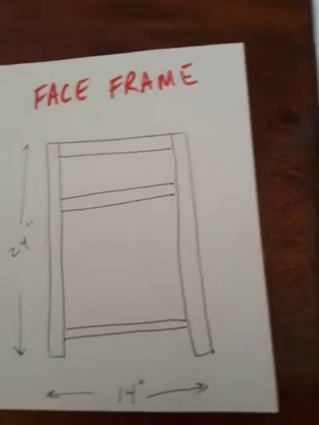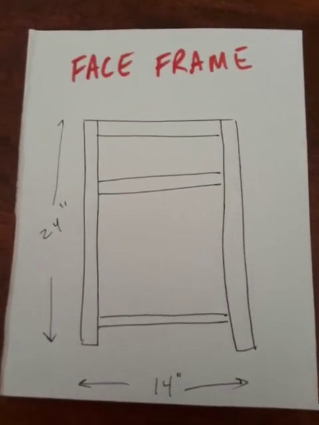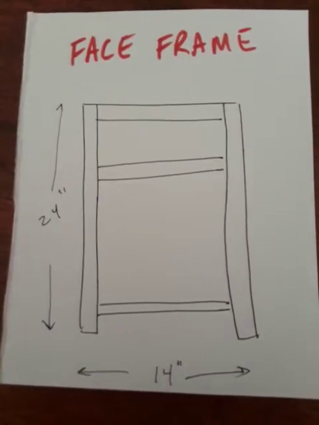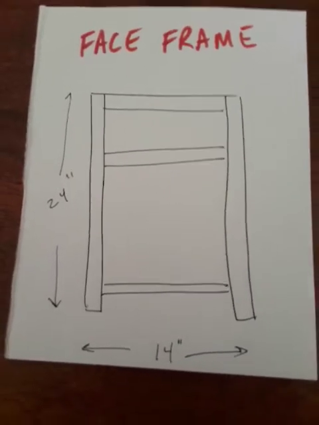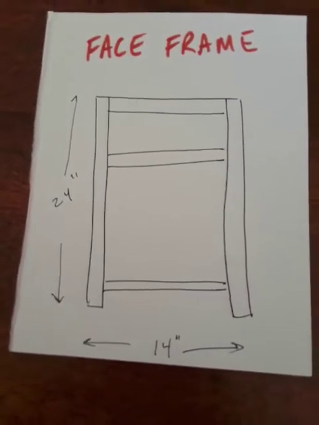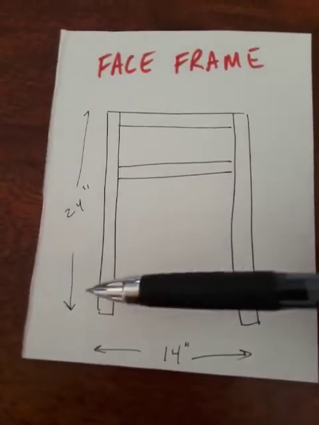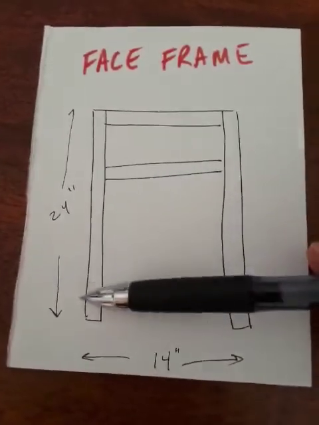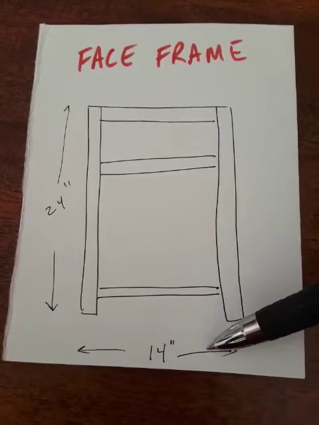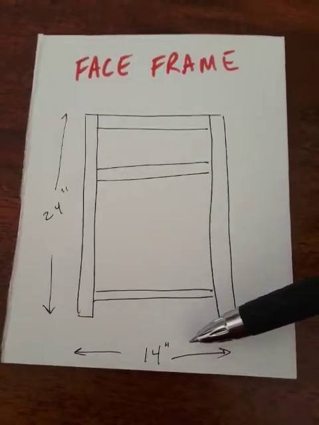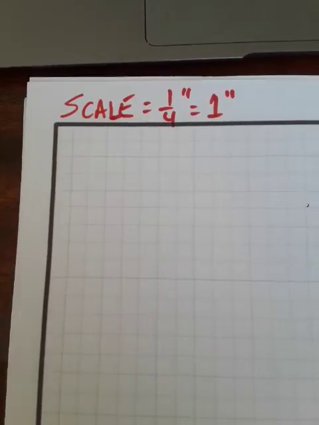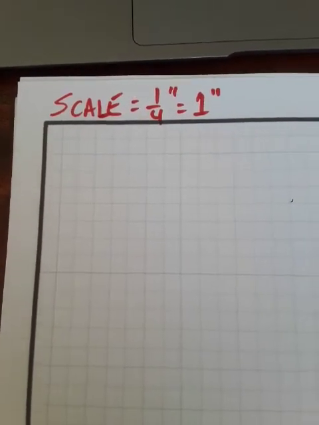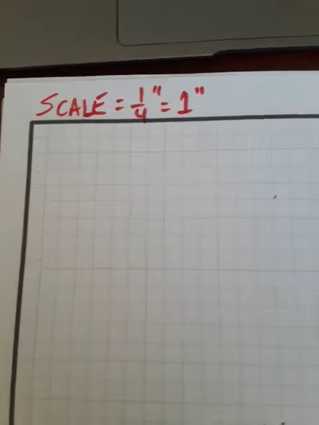What I'm going to do here is show an image of what we're going to be drawing. It's a sketch, just a place to get started, to understand what your drawing is going to eventually look like. We have 24 inches in height and 14 inches in width for the face frame. Just to review, here's our scaling: a 1/4 inch equals 1 inch, so we can fit it on a piece of paper.